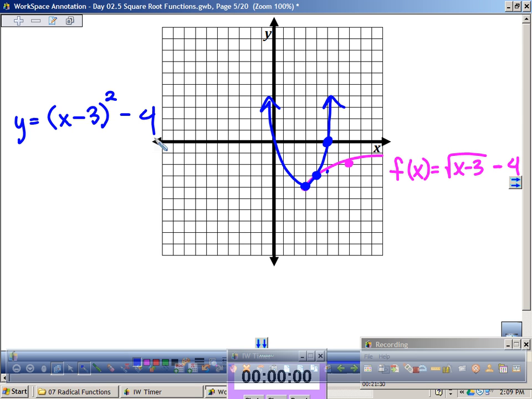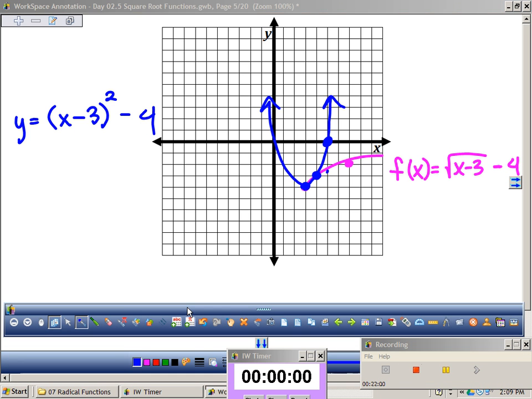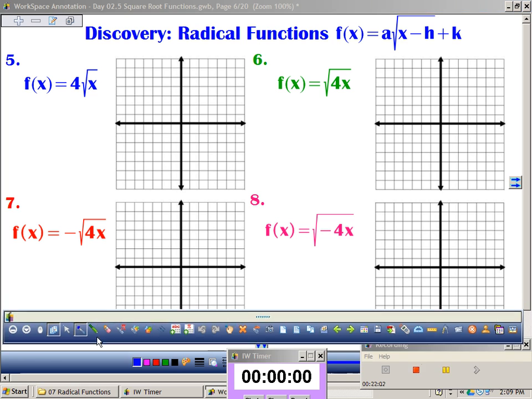So you guys already know how to do this. You just take your vertex and go over 3 and down 4, right? We're doing the exact same thing, but since it looks like this, with the square root on it, instead of going this way, it goes this way. Okay, I just want to show that to you.